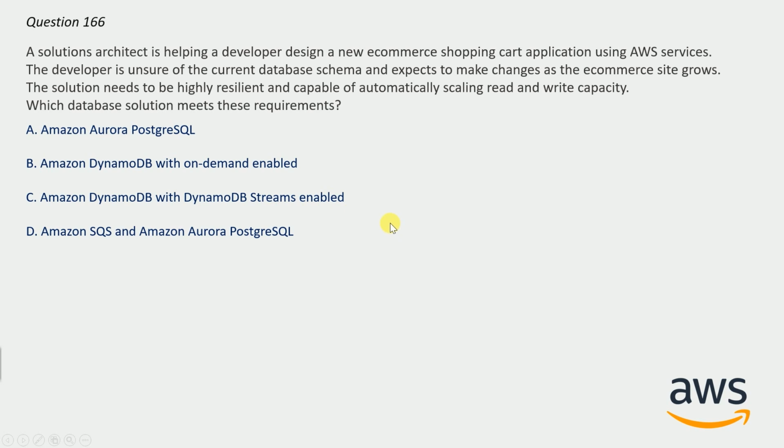And the correct answer here will be option B, Amazon DynamoDB with on-demand enabled, because it says unclear about database schema, and due to that reason this option suits perfectly for this question. So this is the answer.